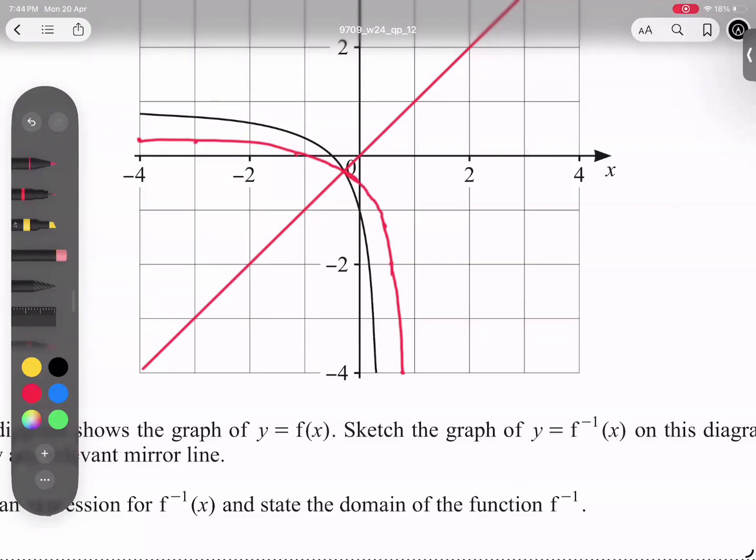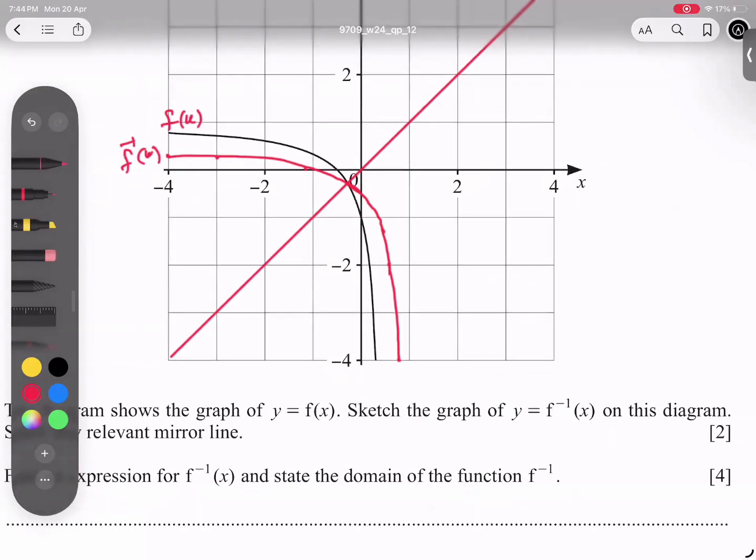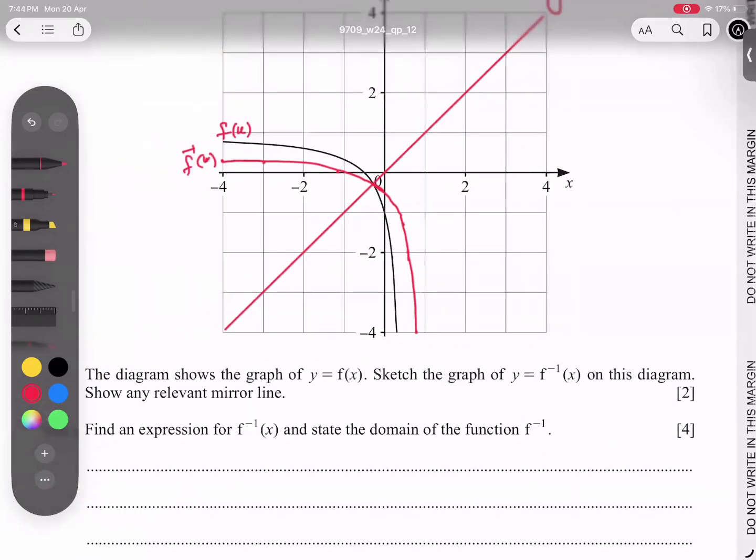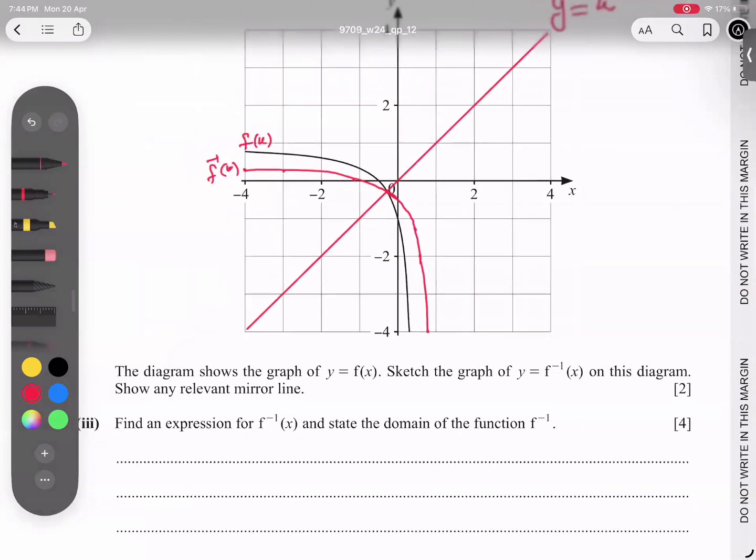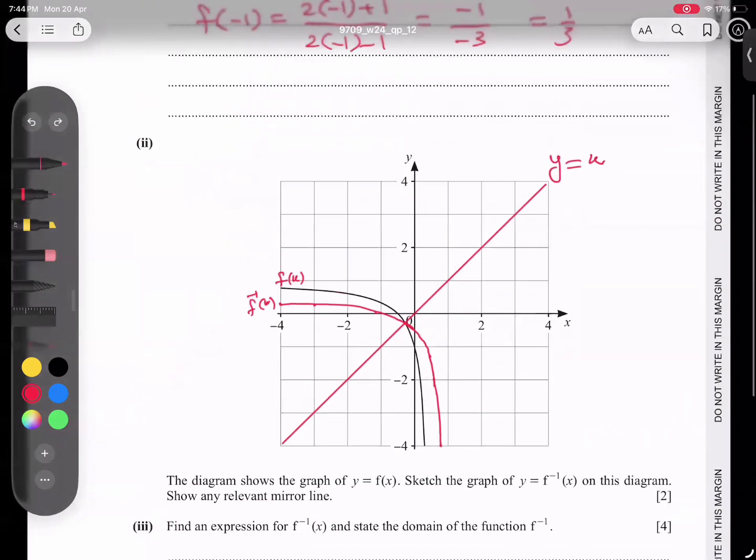Okay, I think you understood very well. And this is the f of x graph, the black line, and this is called f inverse of x. There are 2 marks for it, and he's asking for the inverse function. How do we find the inverse function, students? Not a hard job for us.